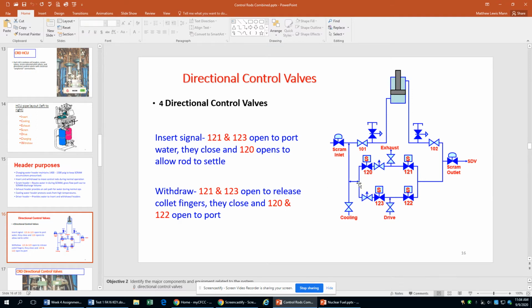So I'm going to send that same insert signal that we just sent, and that's going to open up the collet fingers, and it's going to let that control rod basically move in just a little bit. And now our fingers are loose. So now we can send that withdrawal signal.